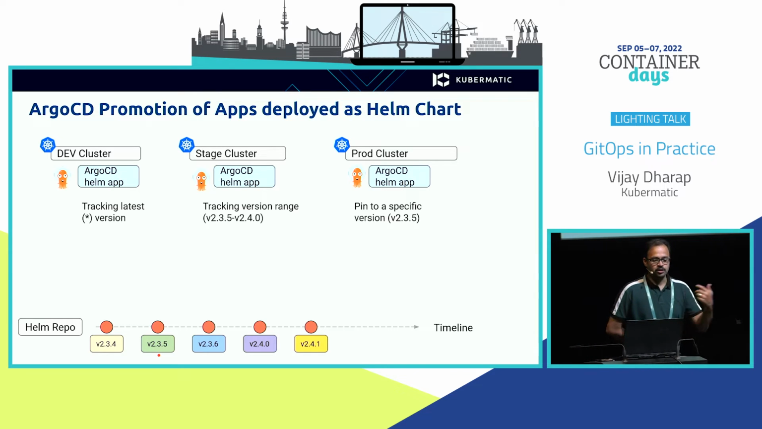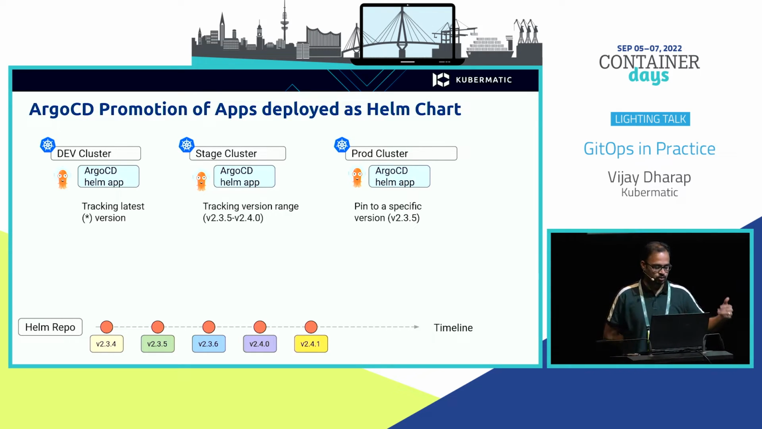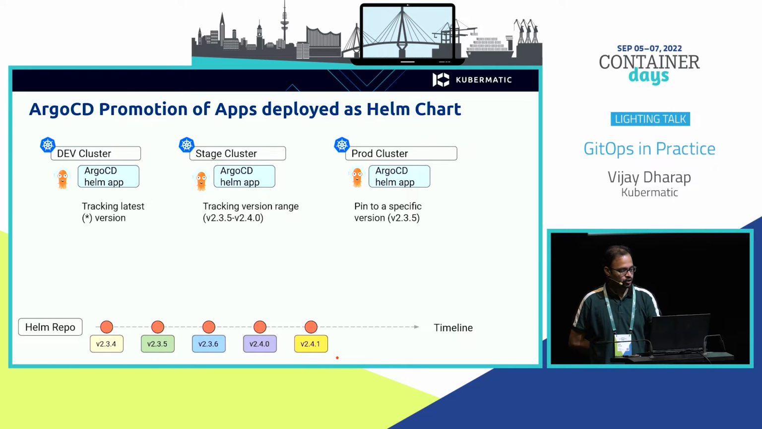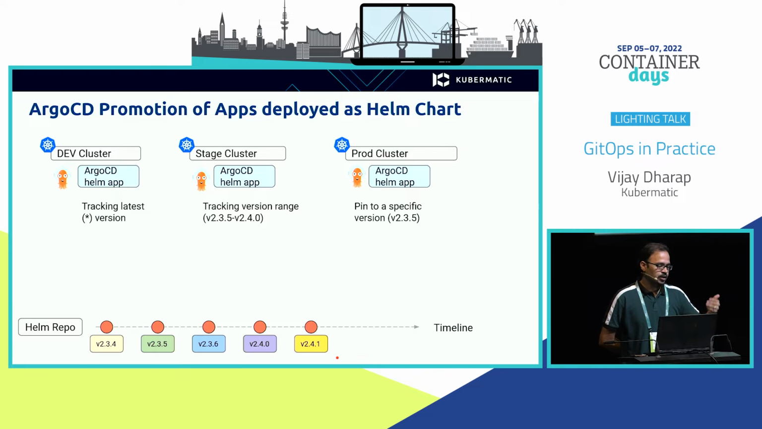So I'm releasing my application version 2.3.4, 2.3.5, 2.3.6, 2.4.0, 2.4.1 over the time period, right? And then how does that get deployed in your variety of applications? I mean, a variety of environments, right?